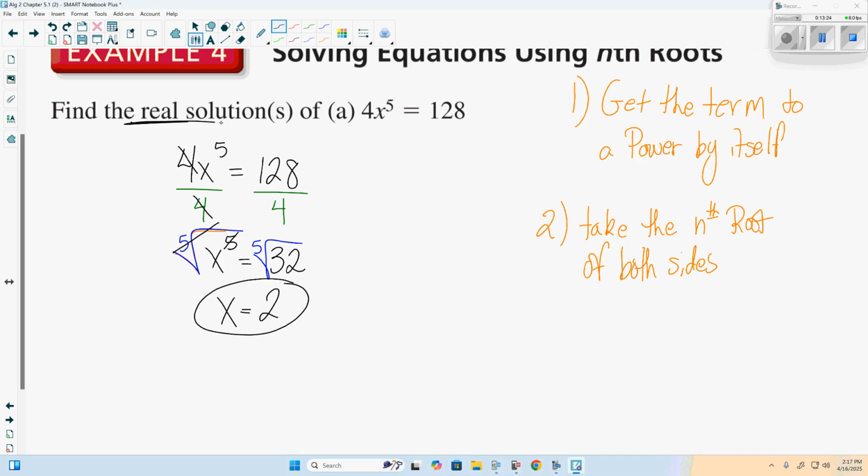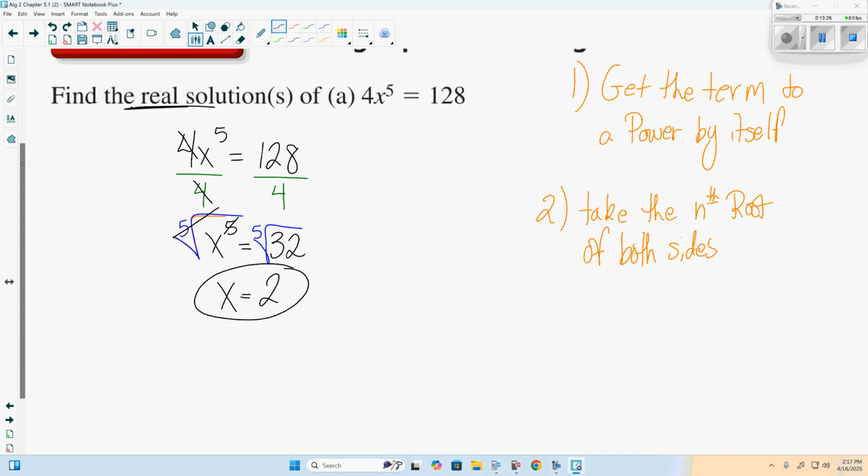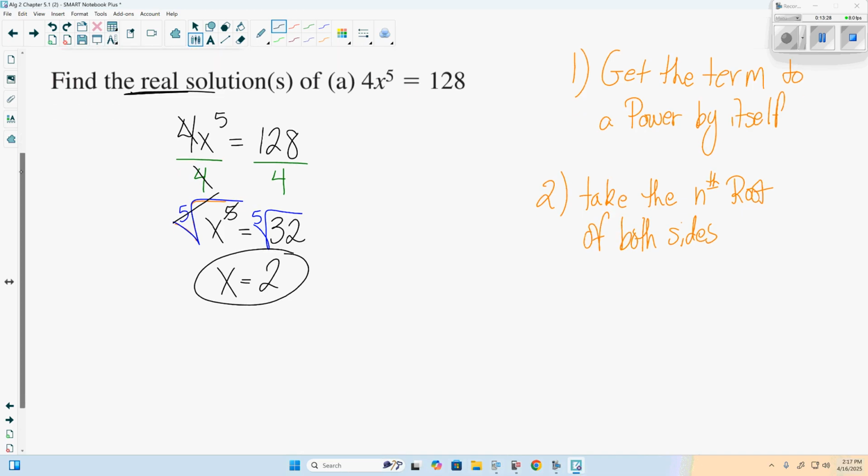Questions on this here? So the other solutions for this here are going to be our i terms, our terms with i.